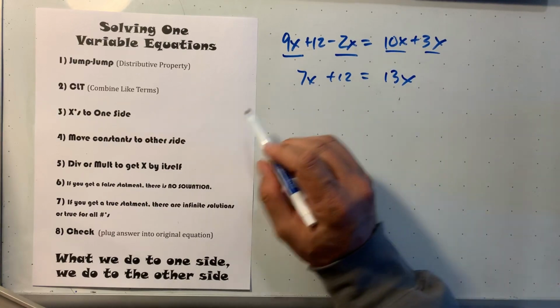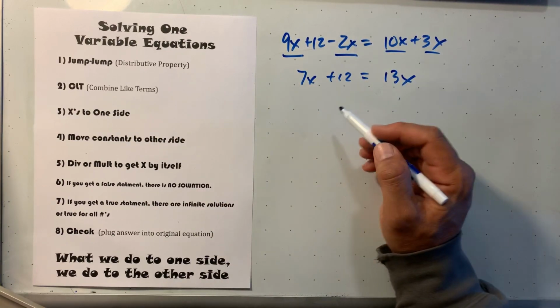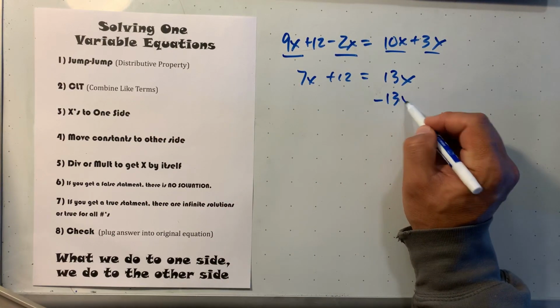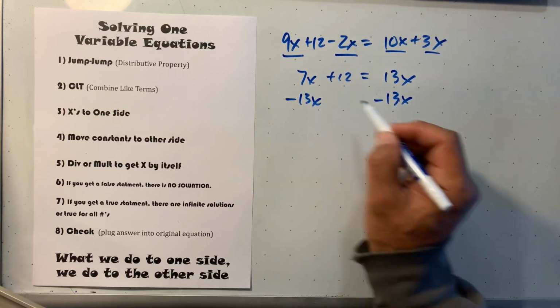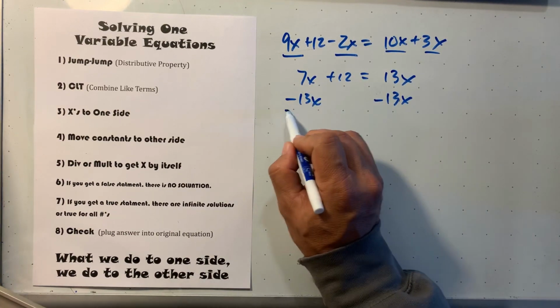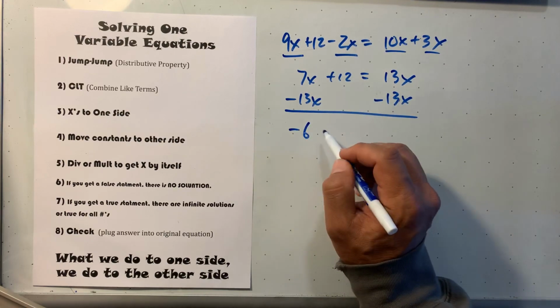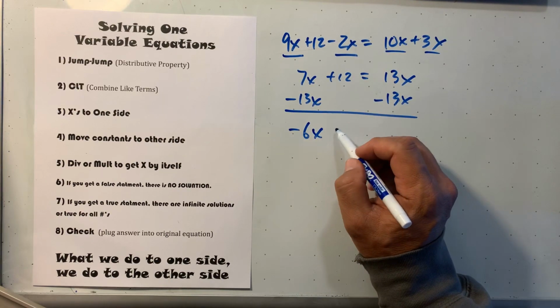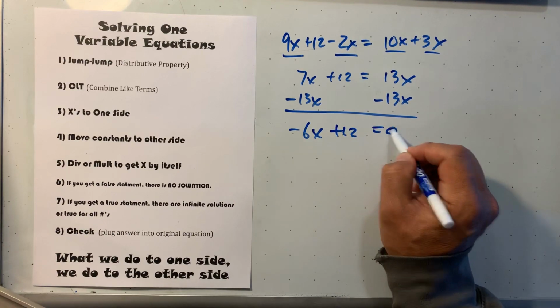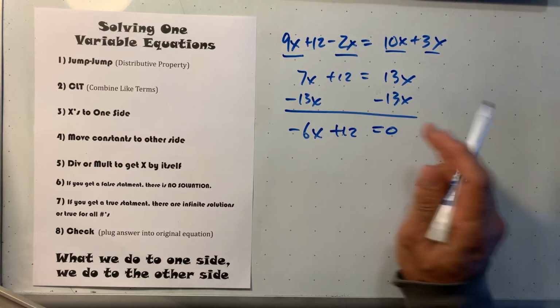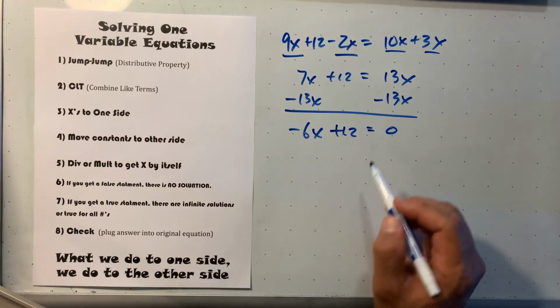Okay, now we're going to move our x's to one side. Right now they're on both sides, so I'll subtract 13x from both sides. Notice how I put the x term underneath the x term so I don't accidentally add it to a constant. So here I'll get negative 6x plus 12 is equal to 0. Anytime everything goes away on one side, you're going to have to put a 0 there as a placeholder.